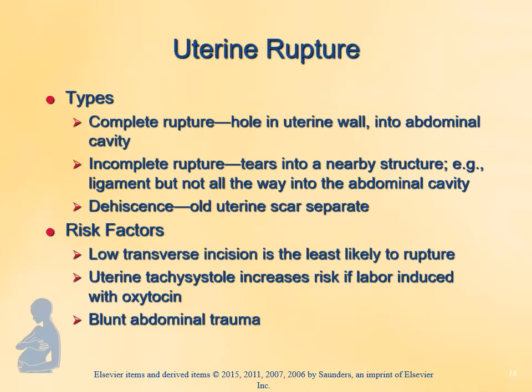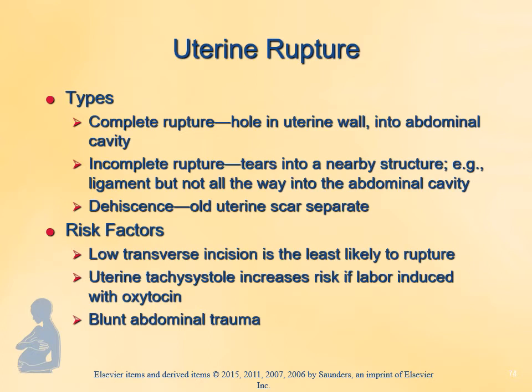So the different types of uterine rupture, like we said, can be complete, incomplete, and dehiscence. A complete rupture would be a hole in the uterine wall into the abdominal cavity. Incomplete would be where it just tears slightly into a nearby structure, or like a ligament, but not all the way into the abdominal cavity. And dehiscence is where an old scar actually separates.